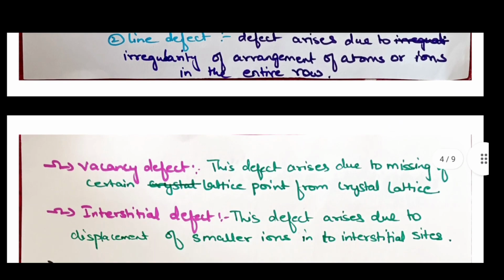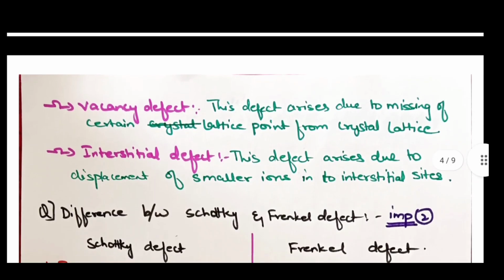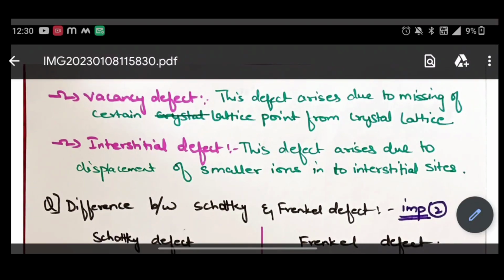Now we have vacancy defect. It is the defect which arises due to the missing of certain lattice points from the crystal lattice. I have given the definition of lattice point as well as crystal lattice. You can refer to the above PDF. Interstitial defect means the defect which arises due to the displacement of smaller ions into interstitial sites. Interstitial sites are the sites which are empty.